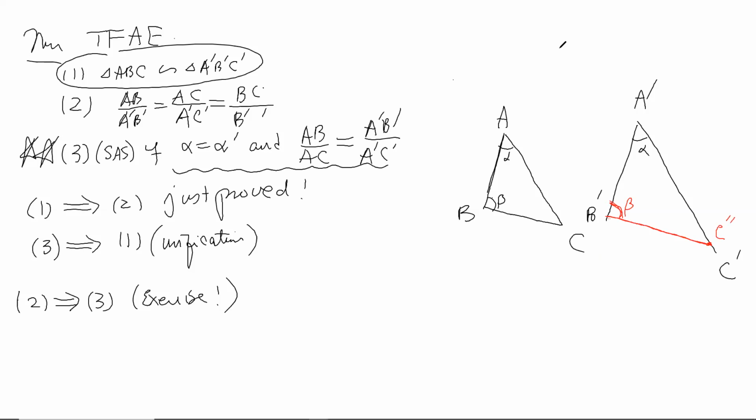Does that make sense to you? C prime is here and C double prime is here. We don't know where it is. But by the fact that the interior angles add up to 180 degrees, if this angle is gamma, then this angle is also gamma. Do you agree? So we construct C double prime on the line A prime C prime. It could be outside of A prime C prime, could be here, but anyway, it's somewhere on this line.